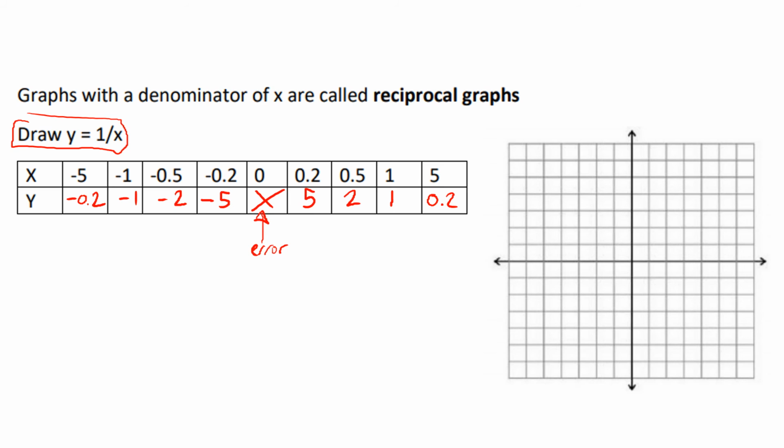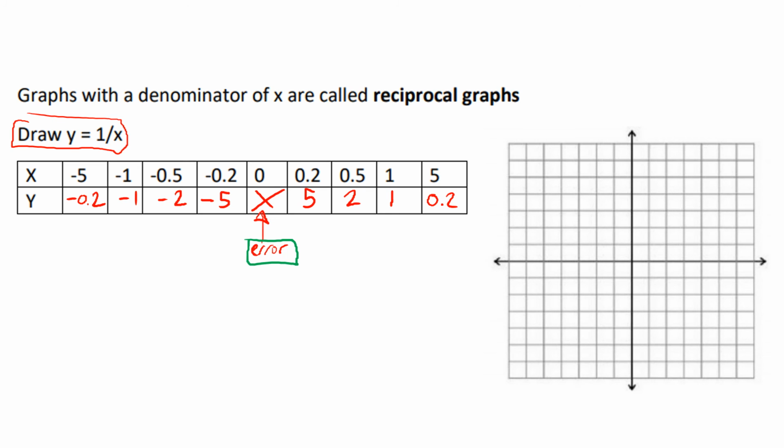Okay, so those are the values I've got, and the important one is this error in the middle. If you try and do 1 divided by 0, it just doesn't go. You'll get an answer of maths error on your calculator. That means that point doesn't exist. It means there is nowhere where x is 0 that we have our graph.